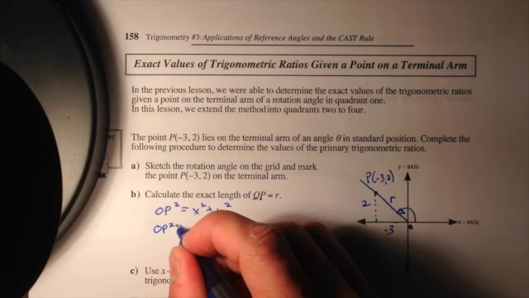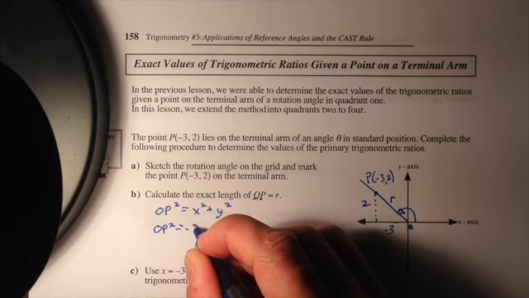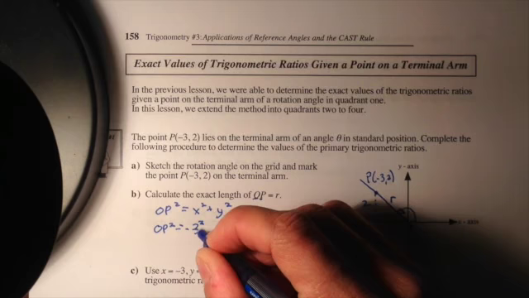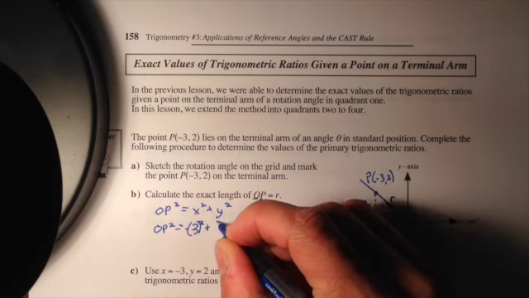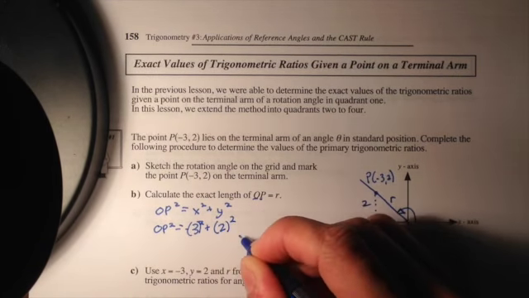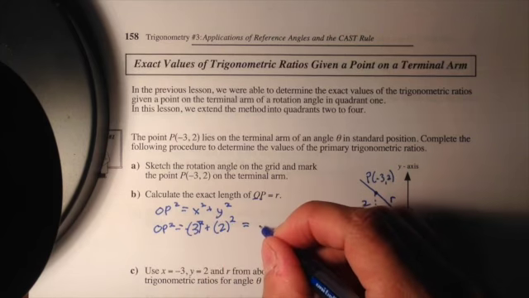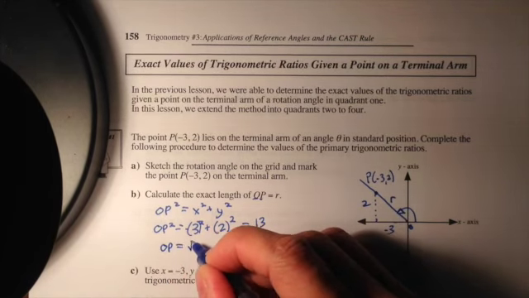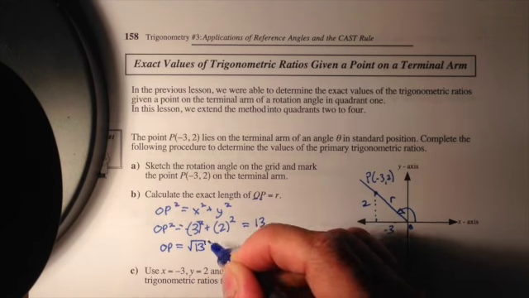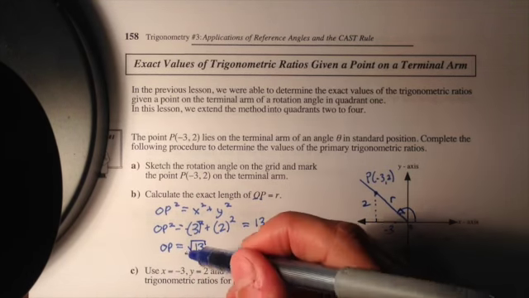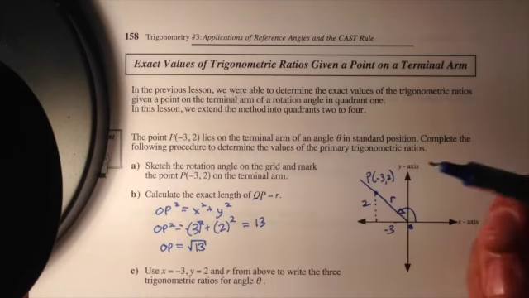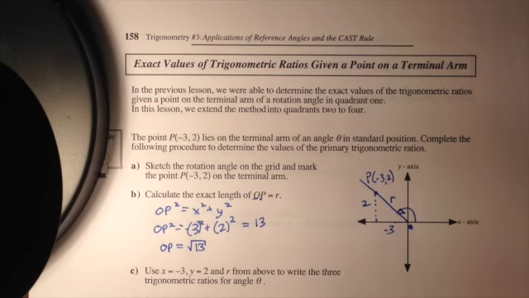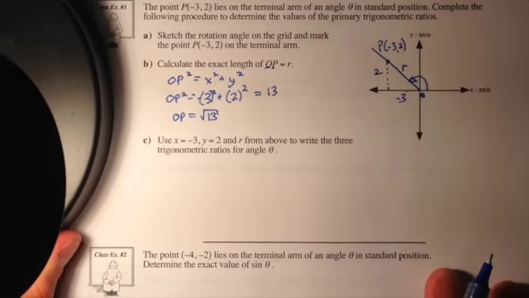So if I have OP squared, that's going to equal negative 3 squared plus 2 squared, and that's going to equal 13. So OP is going to equal rad 13. And we can leave it as a radical, just like we would have done in the last unit. So moving on to question C.